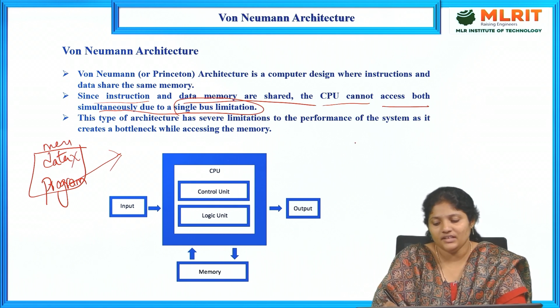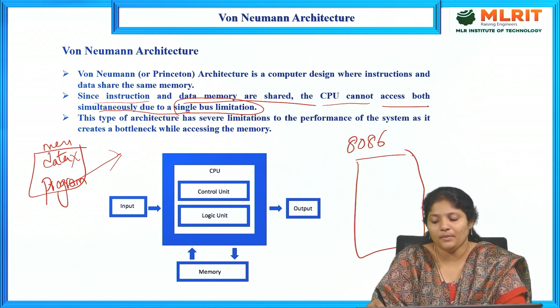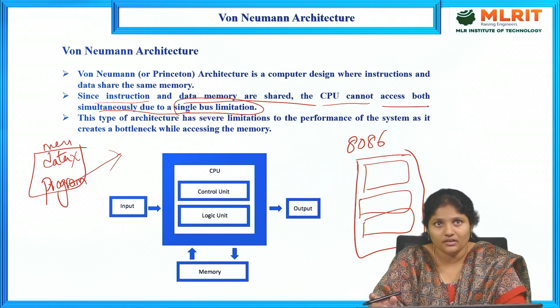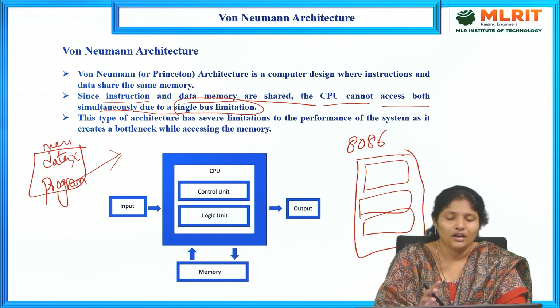In the 8086 microprocessor, as I already discussed, the same problem arises. The same memory is used for data and instructions also. So the 8086 memory has been segmented into 4 different sections. To fetch data there is a data bus, and to fetch the program there are address lines. Such a segmentation has been implemented in 8086 to avoid this problem.